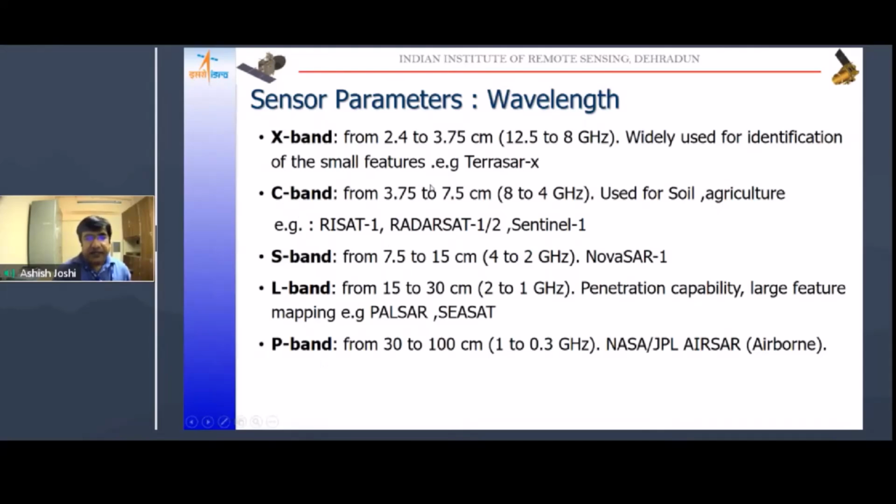Different satellites are associated with these bands. For X band there is TerraSAR, for C band we have RISAT-1, our Indian satellite, RADARSAT-1, 2, and Sentinel. For S band there is the NovaSAR satellite, and the upcoming satellite is NISAR. L band is PALSAR and SAOCOM, and the P band is coming. It is airborne, and in the future ESA is making a P band satellite, but right now no spaceborne satellite has the P band.